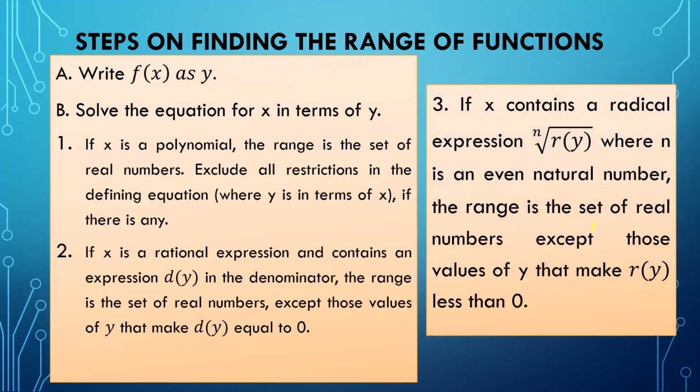And lastly, if x contains a radical expression, the nth root of r of y, where n is an even natural number, that is, a positive number that is divisible by 2, the range is the set of real numbers except those values of y that make r of y less than 0.